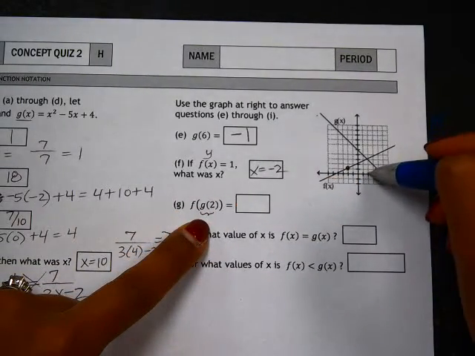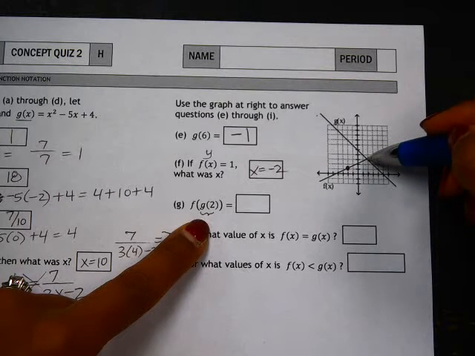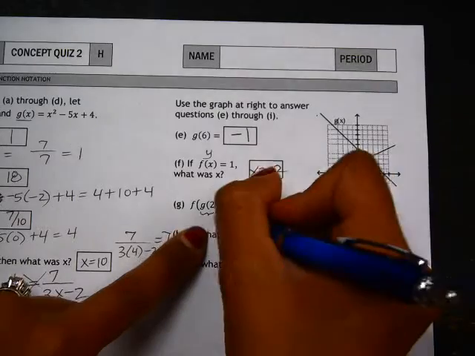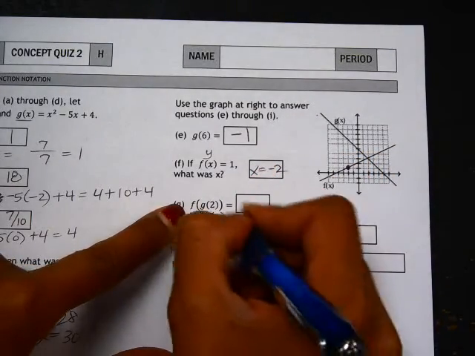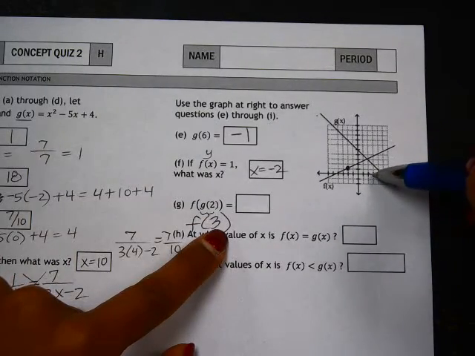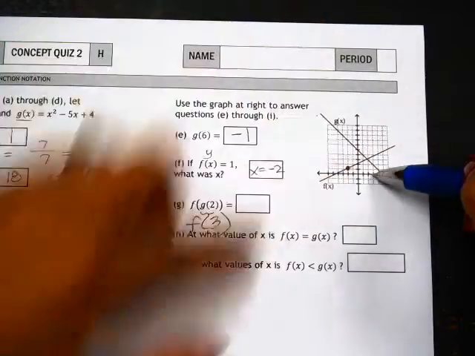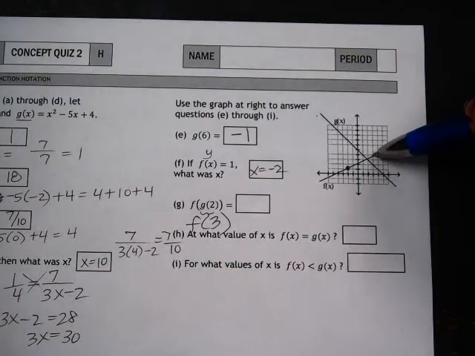Now this is first asking for g of 2. So when x equals 2, function g is equal to positive 3, that's the y value. But I also need to evaluate function f at this x value. So when x equals 3, 1, 2, 3, function f, which is this function, has a y value here at 1, 2, 3, 4.